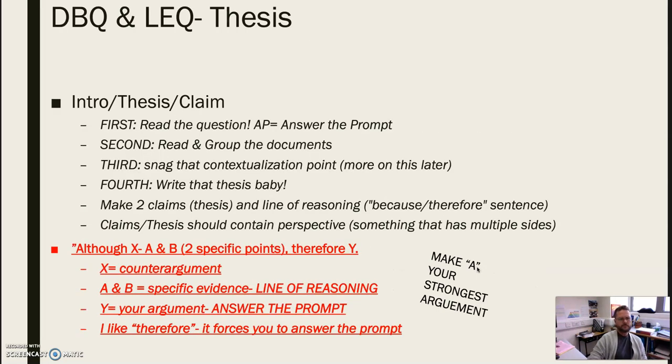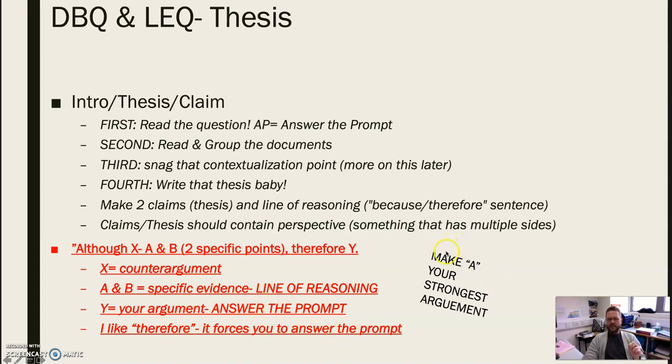All right. So before we dive into the body, I wanna look at the thesis again because it's really important for the LEQ. As we talked about before in the previous video, although X, A and B, therefore Y, right? So X being a counter-argument, A and B being specific evidences, right? Your lines of reasoning, and then Y being your argument, essentially your answer to the prompt. And as I said before, therefore kind of forces you to answer the prompt.